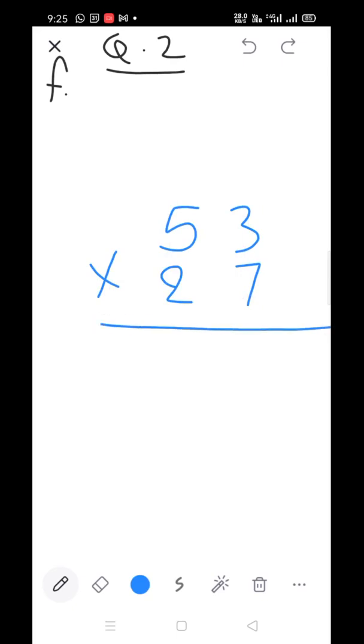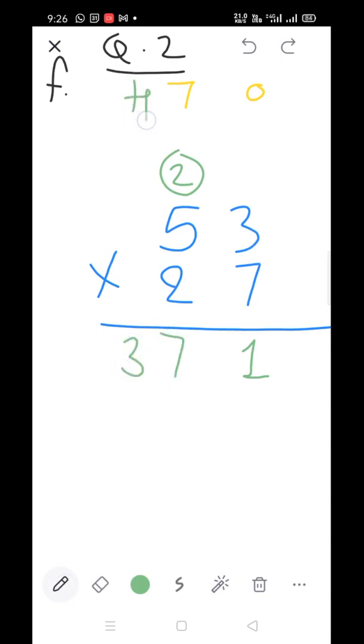53 multiply by 27. Okay, start your multiplication from the ones place. Firstly, write down the places. Ones place, tens place. Now start the multiplication from the ones place, 7 with the 3 and the 5. So 7 threes are 21. 1 will be here and 2 as a carry. Next, 7 multiplied by 5. 7 fives are 35 plus 2, 37.